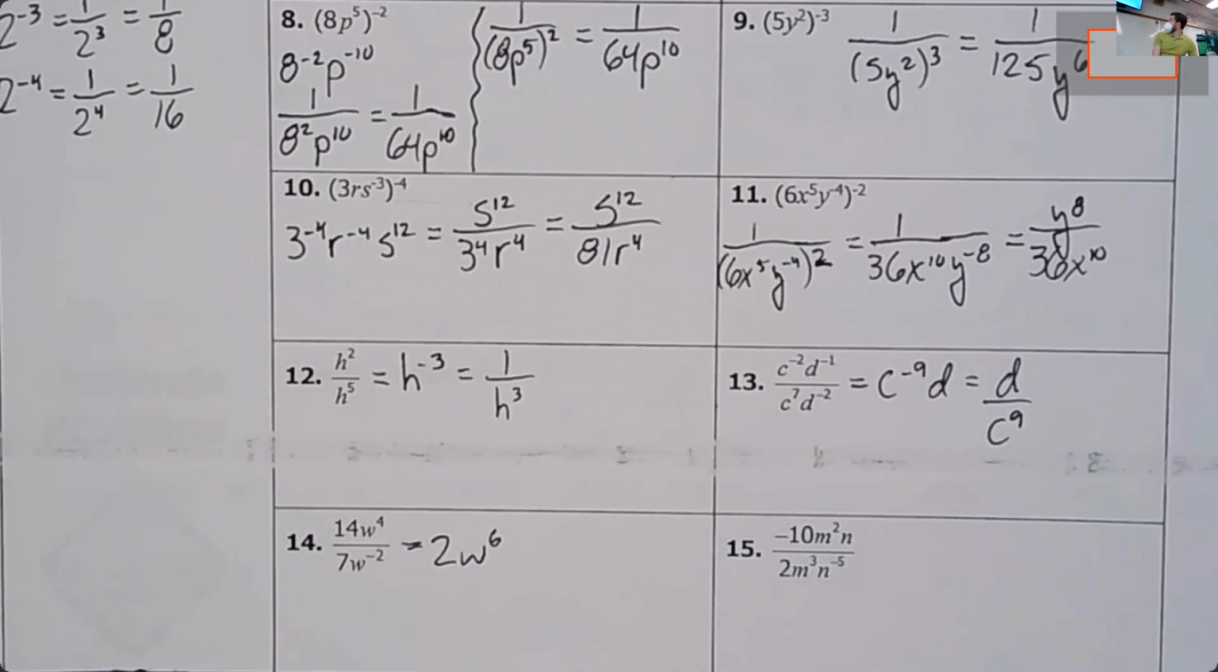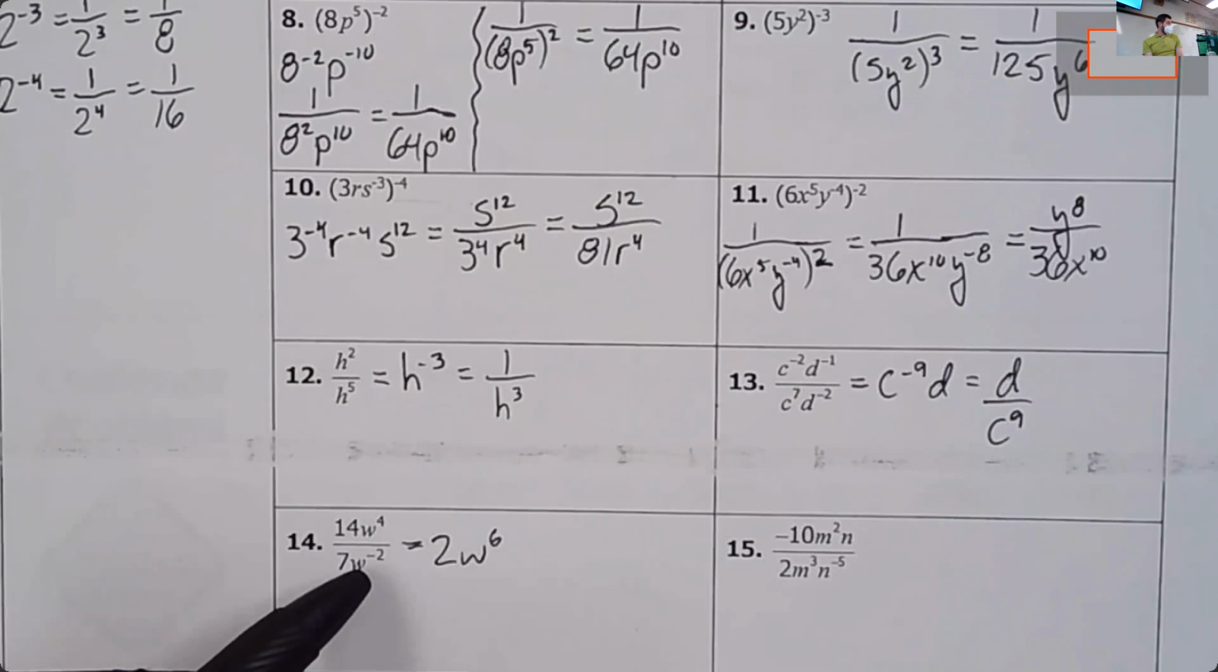So here's the answer for number 14. We got 2w to the 6th power. That's it. 14 divided by 7 is 2. 4 minus negative 2 is actually 4 plus 2, which equals 6. So we get 2w to the 6th power for problem number 14. So there's no negative exponents to move around once we use the quotient rule on number 14.